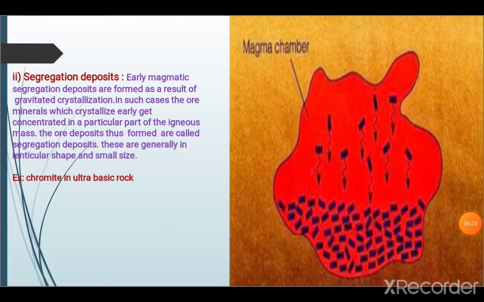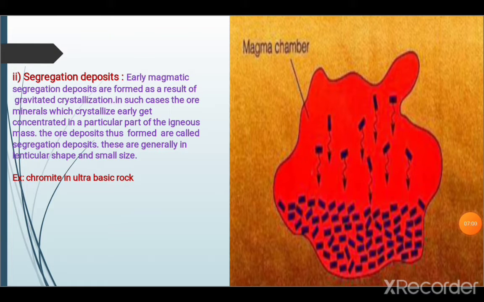The second type of deposits are segregation deposits. In this process, the early magmatic deposits sink to the bottom of the magmatic chamber as a result of gravitative crystallization. Due to this, the early formed segregation deposits sink to the bottom of the magmatic chamber. In such cases, the ore minerals which crystallize early get concentrated in a particular part of the igneous mass.